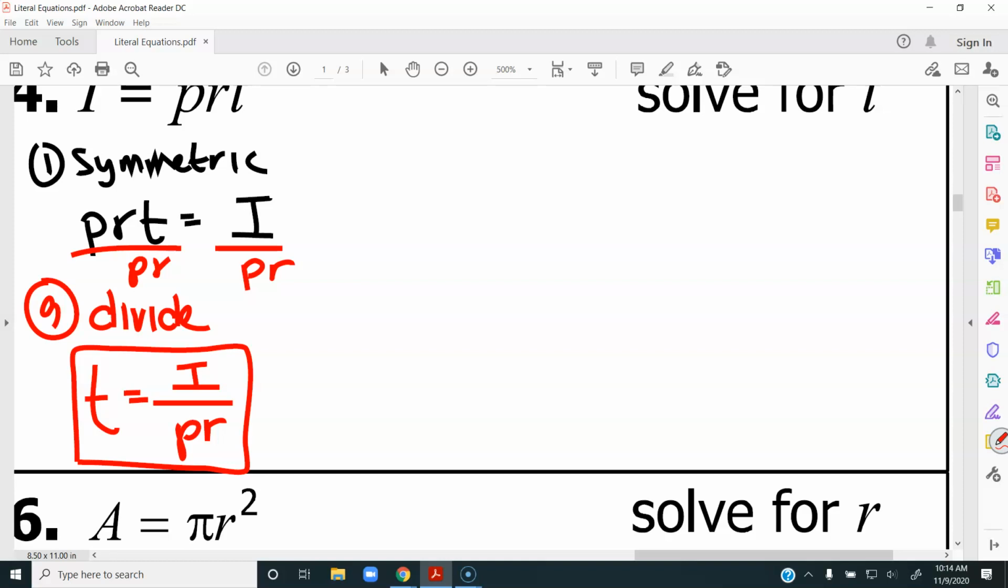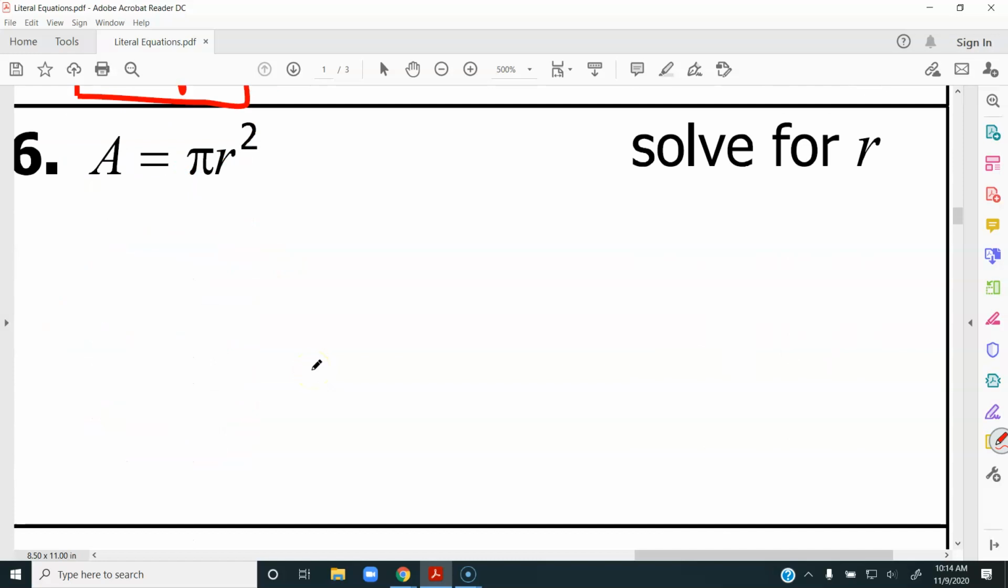So let's go ahead and we'll look at number 6. So we're doing the even numbers here. Okay. Now, number 6 is a little bit harder than a lot of what you'll see. So this one, we're going to do the symmetric property.